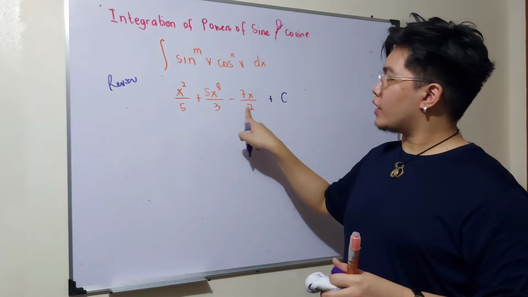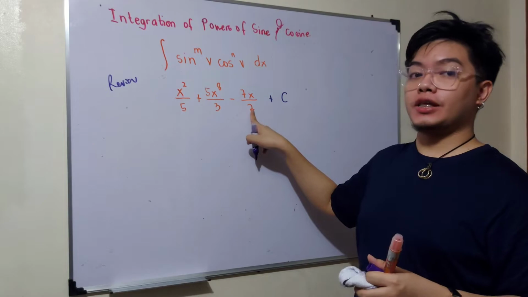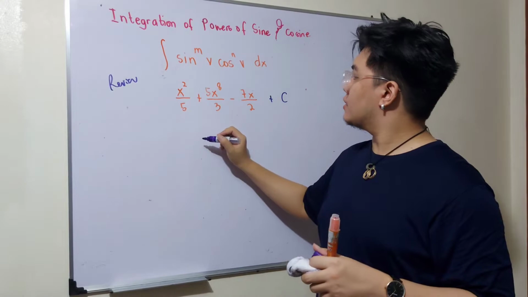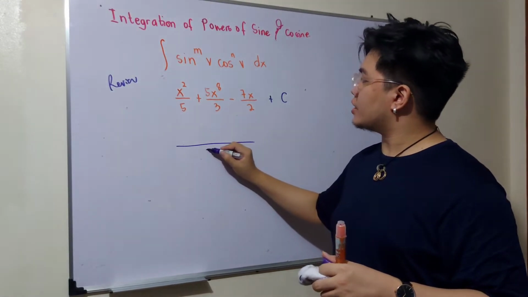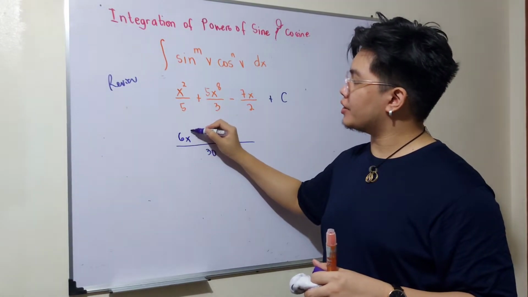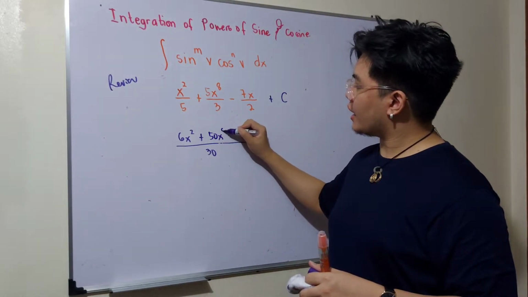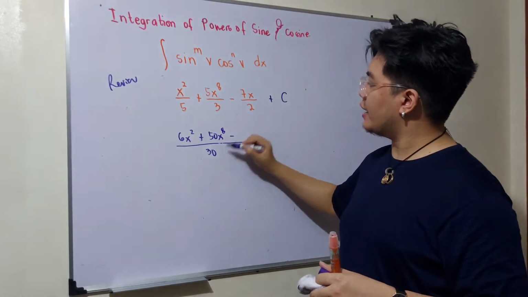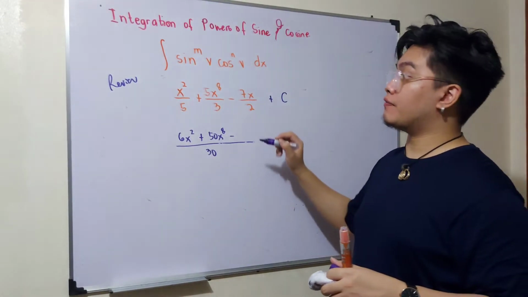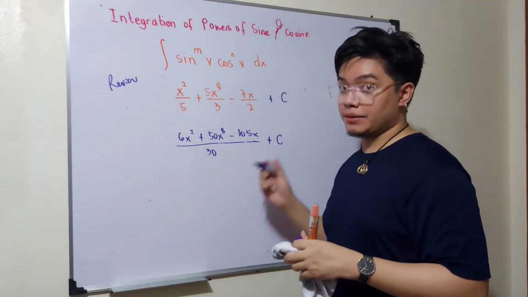So, you know that yung LCD nila ay 30. Okay? So, that's 30. 30 divided by 5, 6 times x, 6x squared. So, plus 50 x raised to 8. Tapos, ito naman ay 15 times 7. So, that is 105. Ayan. So, hindi kasama si plus c, ha?